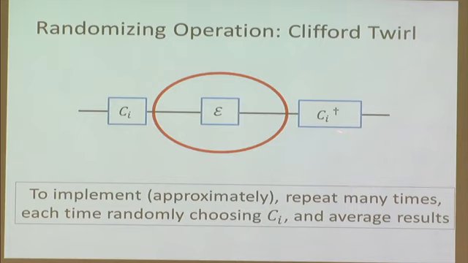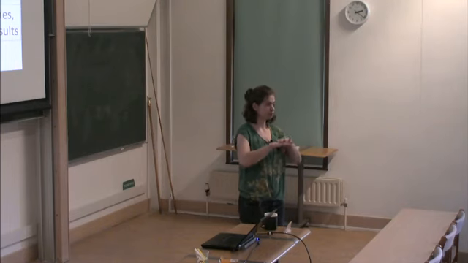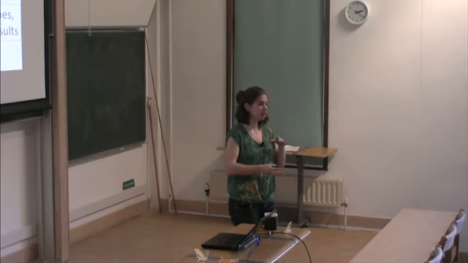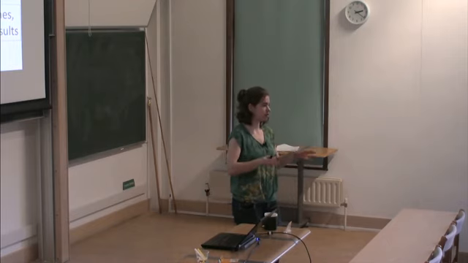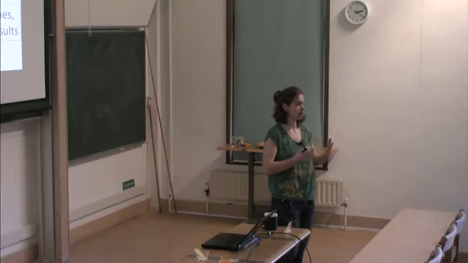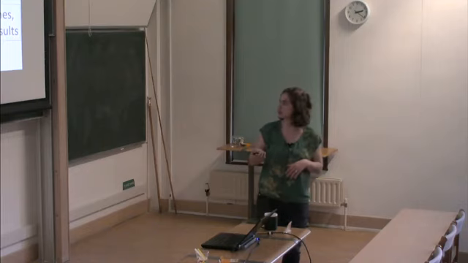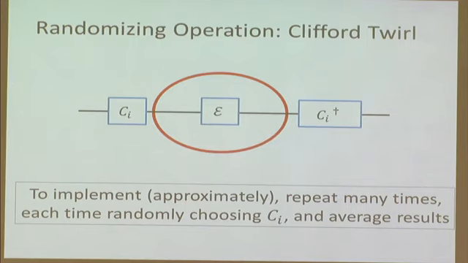And so whatever you see in the red bubble is going to be what's being twirled. So all you have to remember is that once a process is twirled, we've converted it into this very simple depolarizing channel. So we've lost a lot of information about E, but made it into something very simple and so very easy to characterize. And even though this is not a perfect Clifford twirl, by repeating this many times, each time choosing a Clifford and then averaging the results at the end, we can approximate a Clifford twirl with arbitrary accuracy.